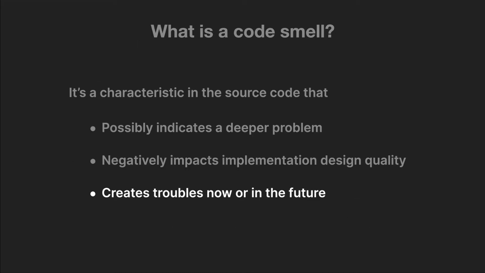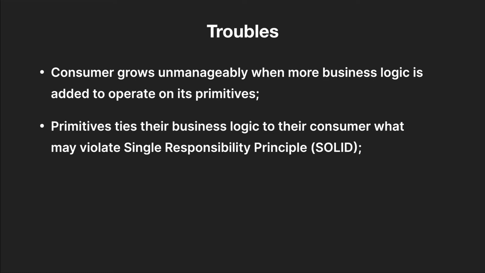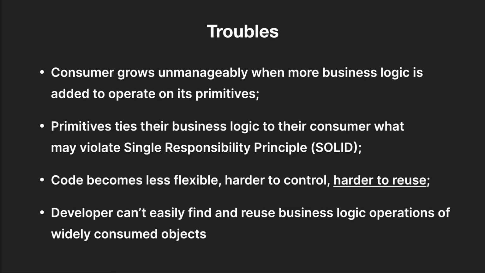I want to point attention to the troubles this code smell, or these consequences, afterward creates. So the consumer grows unmanageably within time. Our user could grow a lot if you add different primitive types into that and manage their business logic within the user. Primitives tie their business logic to the consumer, that violates the single responsibility principle, and code becomes less flexible, harder to control, harder to reuse.